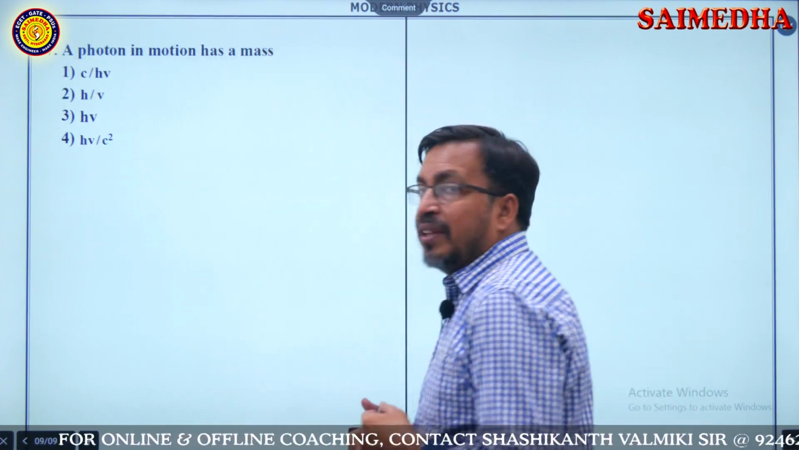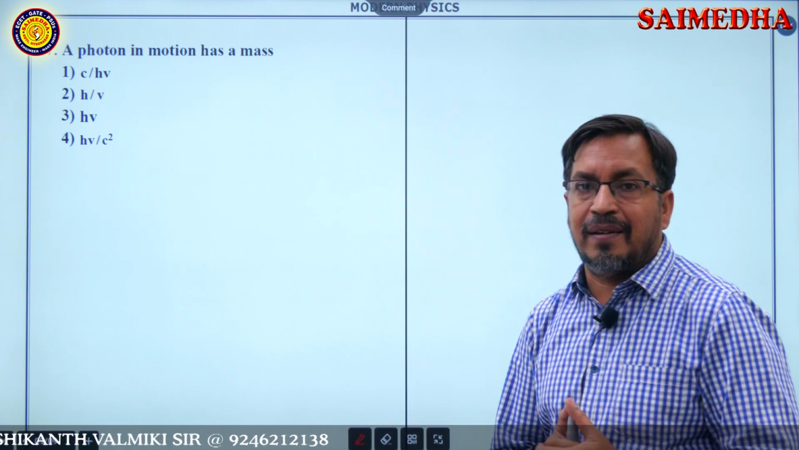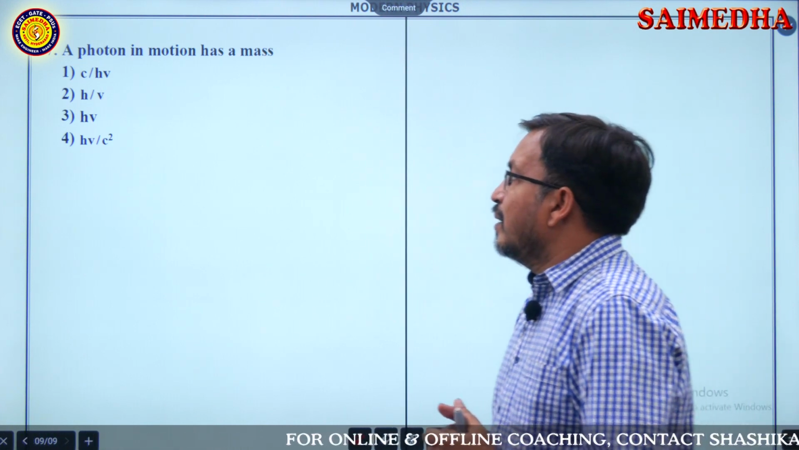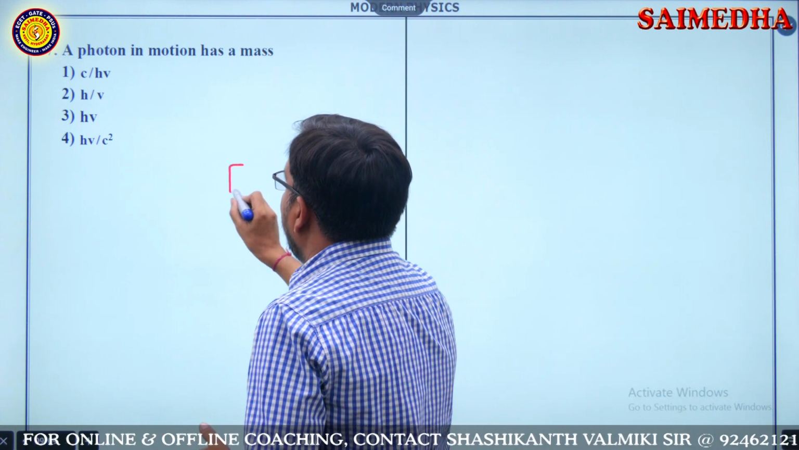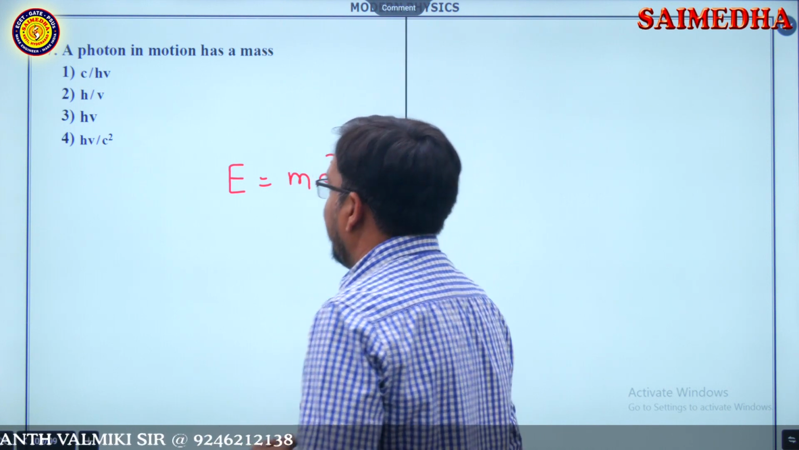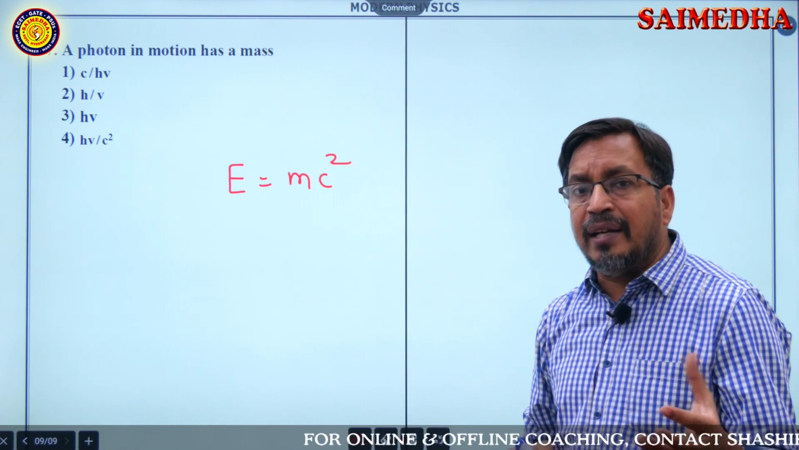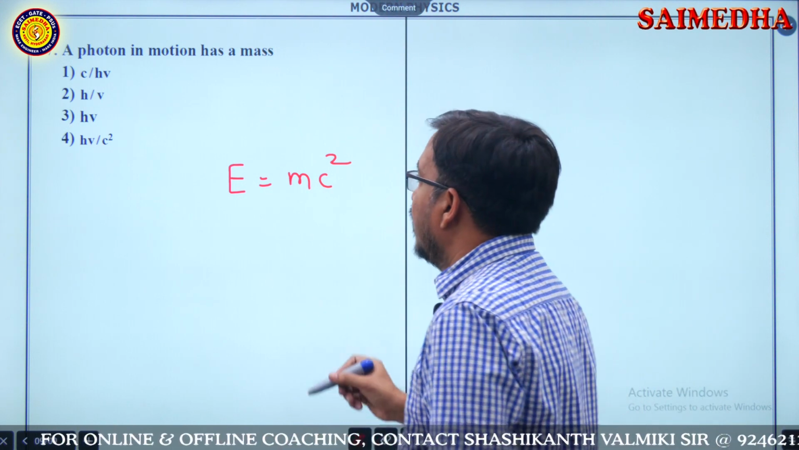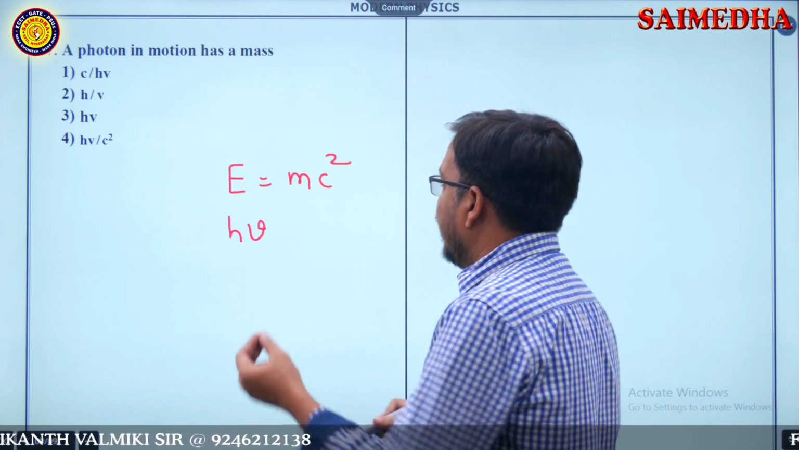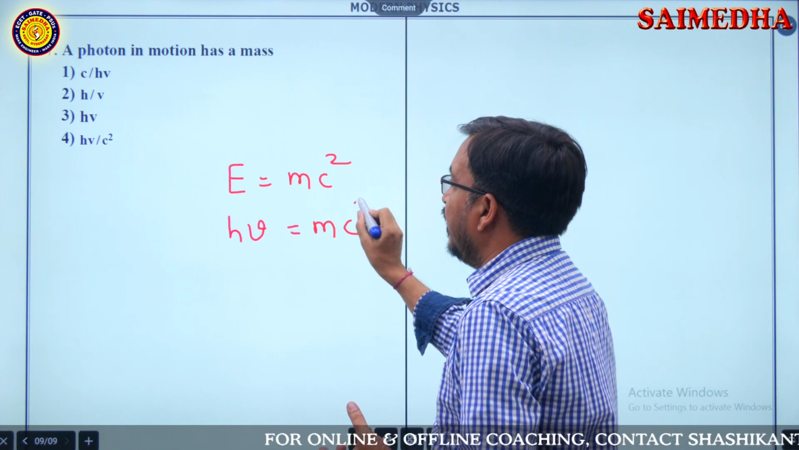See here students, 7th question. A photon in motion has a mass, is what it is asking. Here the energy of the photon, E equals, I am writing, mc square. This is also the Einstein equation. E equals what? mc square. And in photo emission, the energy formula in terms of frequency is h mu. E equals h mu, and the energy equation is mc square. Now I am comparing these two equations, h mu by mc square.